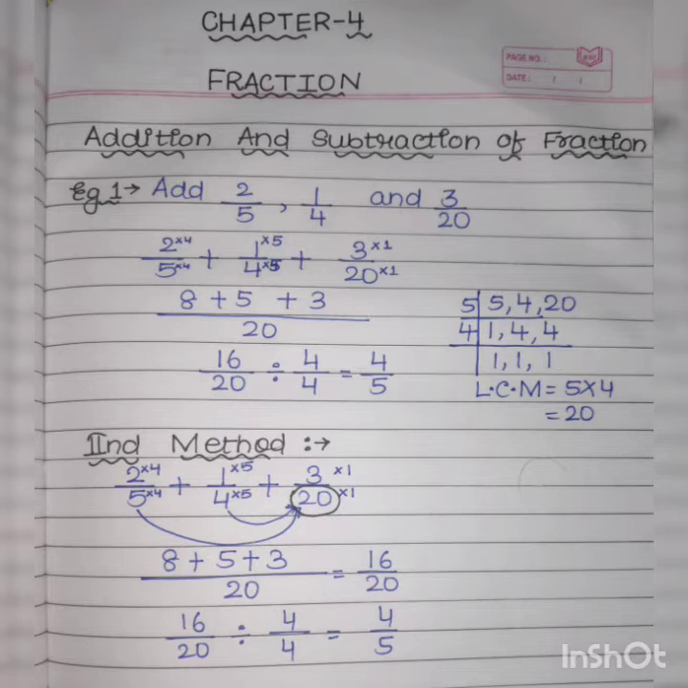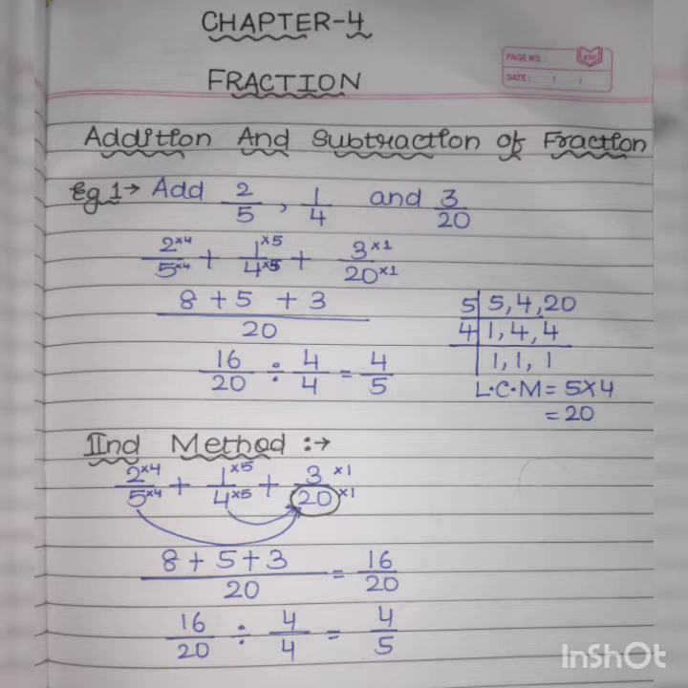Next 20. So the common denominator is 20. So here we have to multiply it by 1. So multiply 1 on both the numerator and the denominator side. So what we get? 3. Now add it. 8 plus 5 plus 3 is 16 by 20. Now we have to convert it into lowest term.